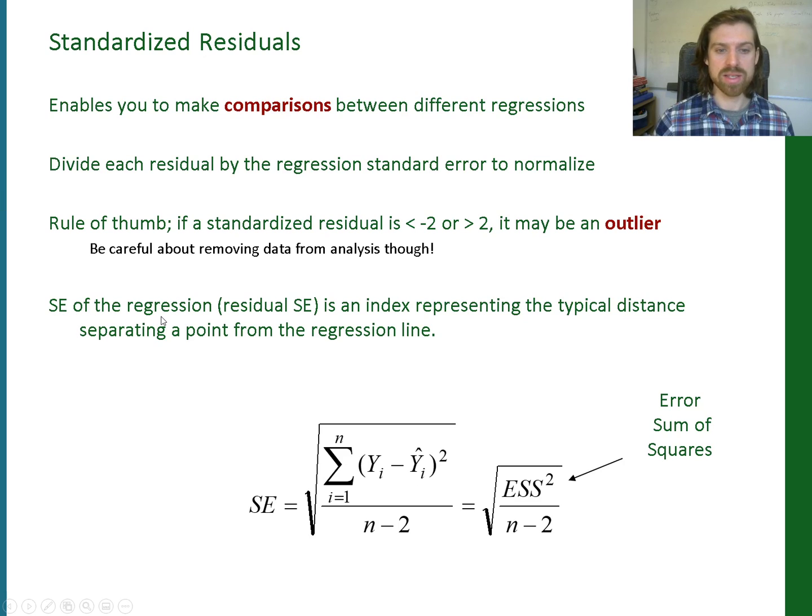So the standard error of the regression, the residual standard error, is an index representing the typical distance separating a point from the regression line. We've got the error sum of squares as the numerator, and n-2, which is quite similar to the number of degrees of freedom potentially, as the denominator, and we take the square root of these in order to get the standardized residual.